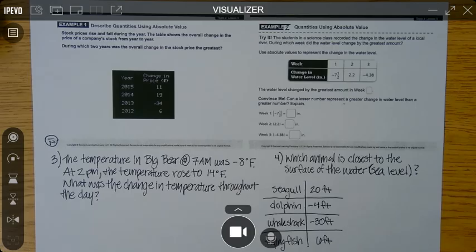Okay, so let's go ahead and take a look at that first example. But remember, you can always try it yourself first, pause the video, and then unpause it and come back to see how you did. Okay, so for example 1, it says stock prices rise and fall during the year.